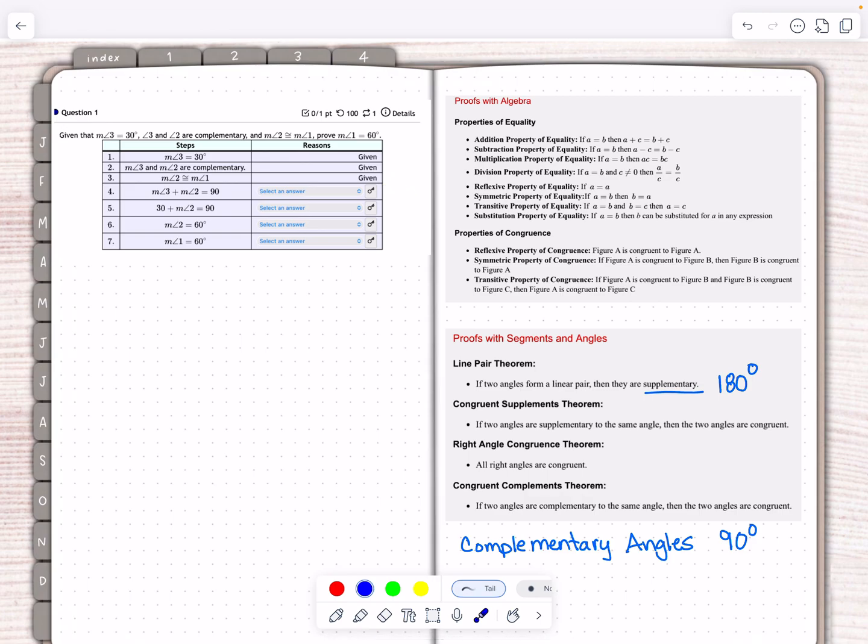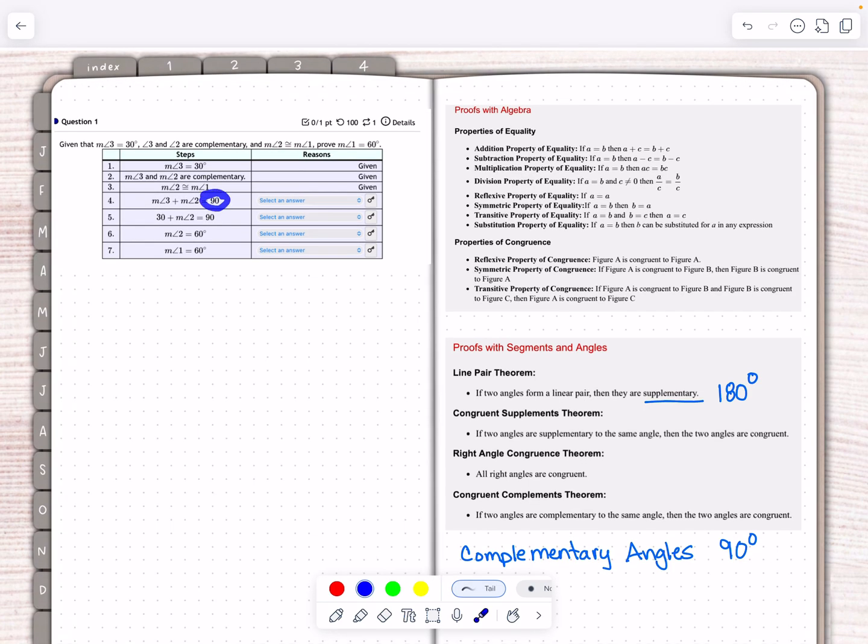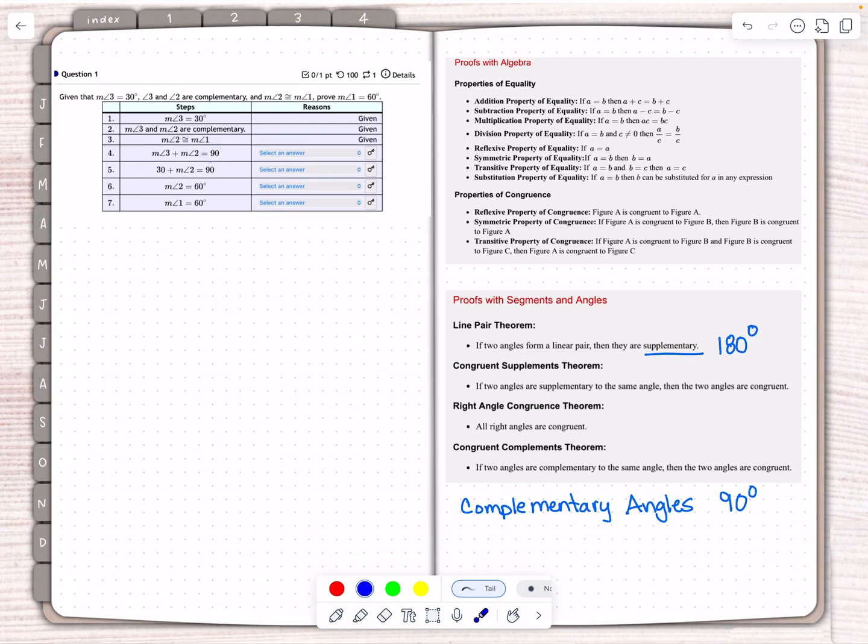So we're given the measure of angle 3 equals 30 degrees. We are just given that information, so we write given. The measure of angles 3 and 2 are complementary. That's given. Later on, I bet that we're going to see that we define complementary as 90 degrees. We can see that right here. And the second thing we have is the measure of angle 2 is congruent to the measure of angle 1. That's given.